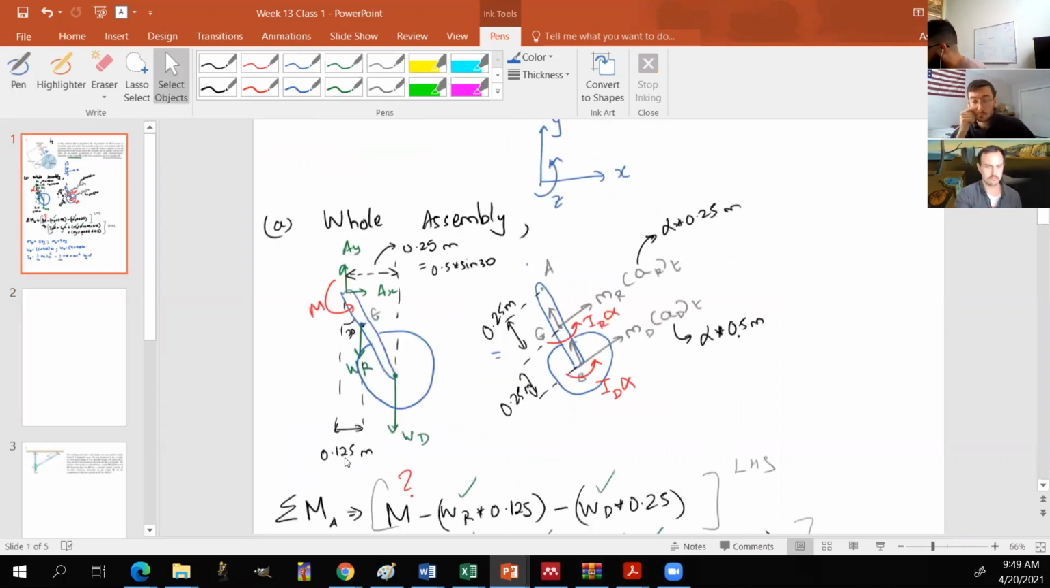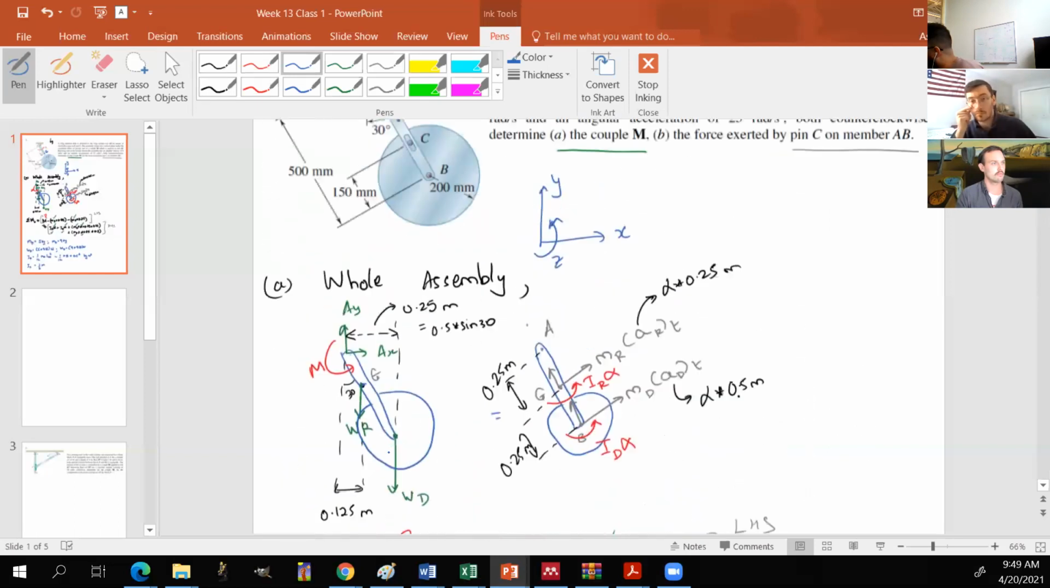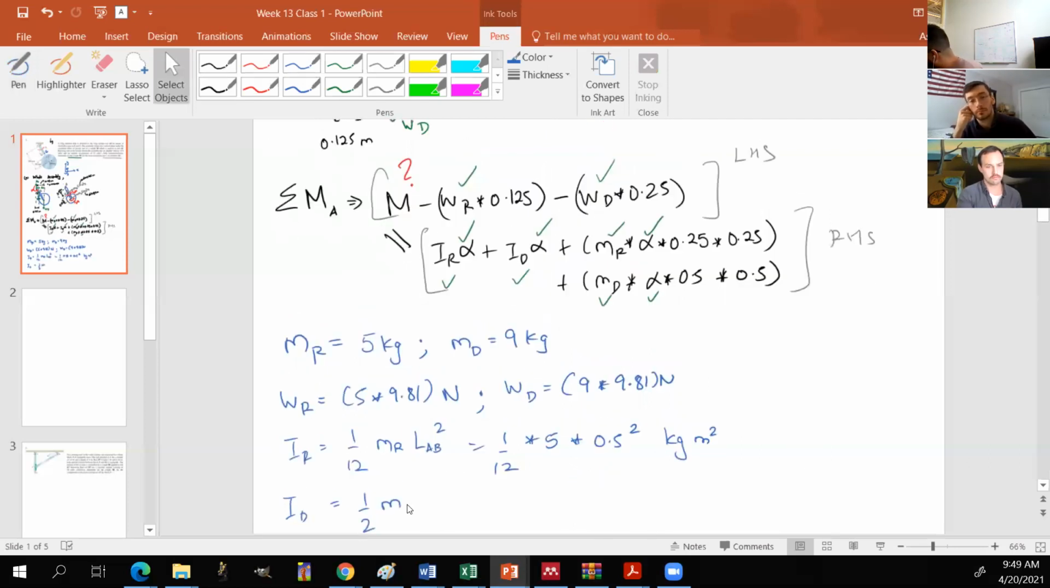Then you have ID, which is the moment of inertia of the disk about its center, which is equal to 1/2 times the mass times the radius squared, right? 1/2 m r squared, 1/2 times the mass of the disk times its radius squared. So that's 1/2 times 9 times 0.2 squared, in kilogram meter squared.